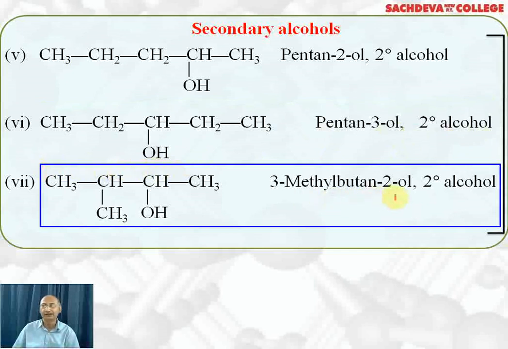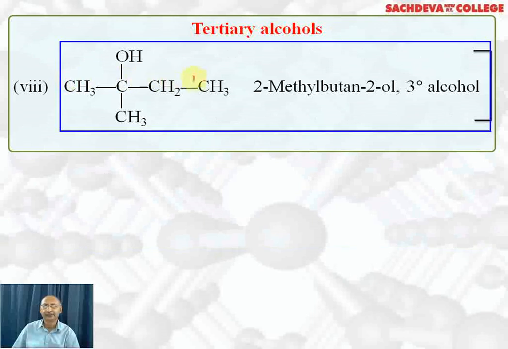3-methyl-butane-2-ol is the correct IUPAC name. This is also a secondary alcohol. So there are 3 secondary alcohols possible: 1, 2, 3, and 4. 2-methyl-butane-2-ol is a tertiary alcohol.